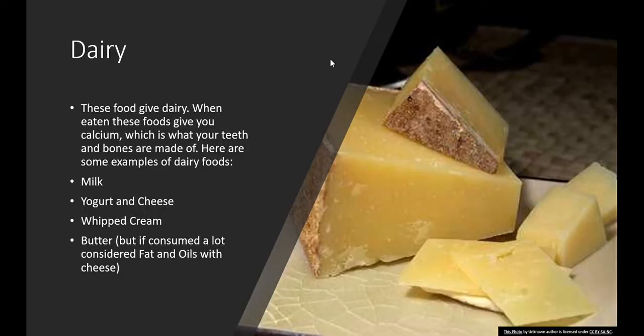Now, next, dairy. When eaten, these foods give you calcium, which is what your teeth and bones are made of. So all your teeth and all your bones are made out of calcium. Here are some examples of foods: milk, yogurt, cheese, whipped cream, and butter. But if consumed alone, consider fats and oil with cheese. Butter and cheese are fine if you consume a little amount, but don't consume a large amount, because then it'll be fats and oils, and it'll be unhealthy.